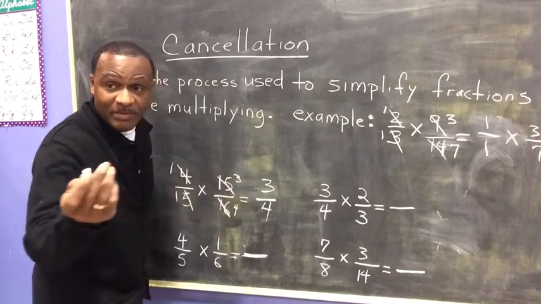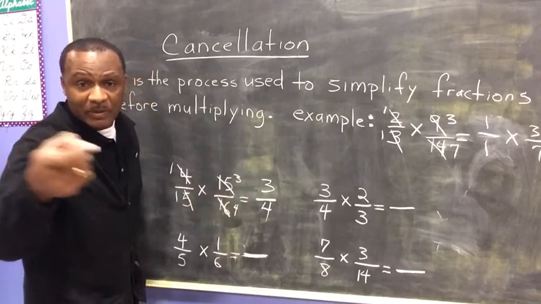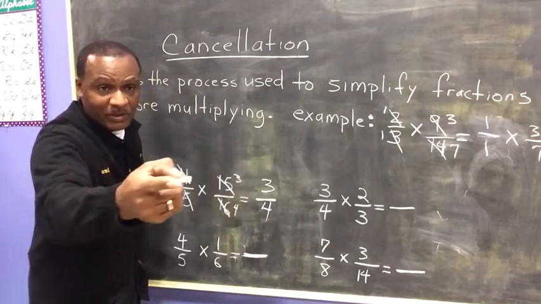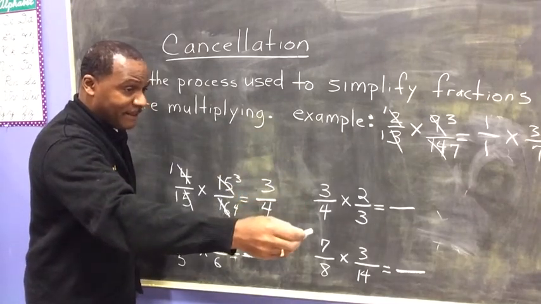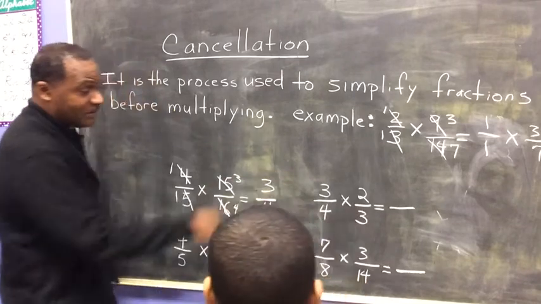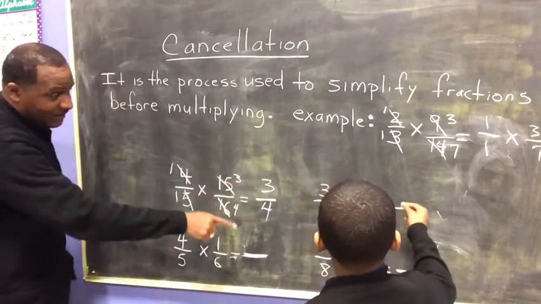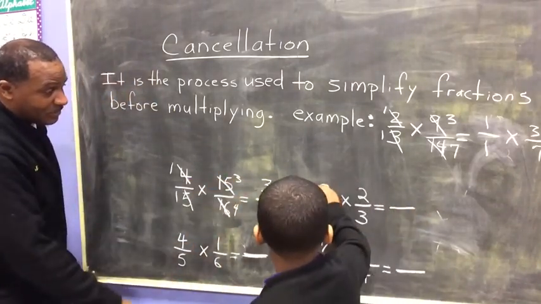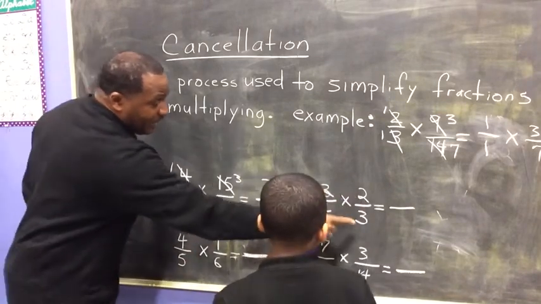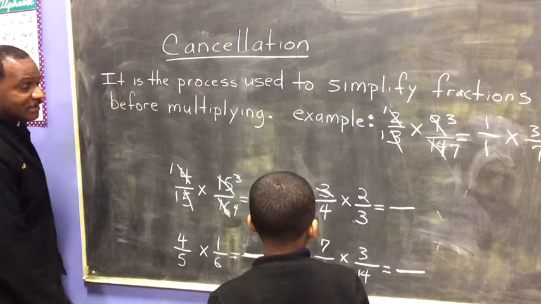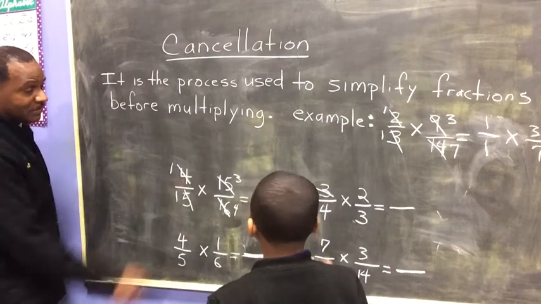Let's have somebody come up and do it real fast. Come on, quick. Breon, come on, real fast. All right, do that one. Cancel that out. You're looking at this number, 3, and this 3. How many 3s in each one? 1. Put it up there.